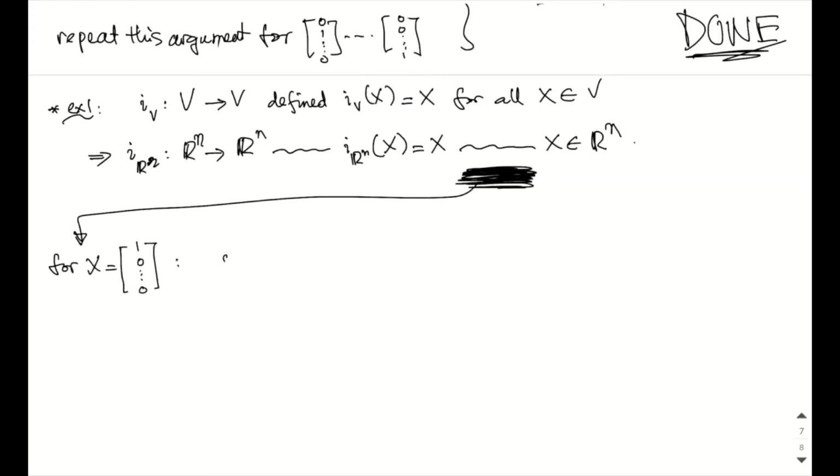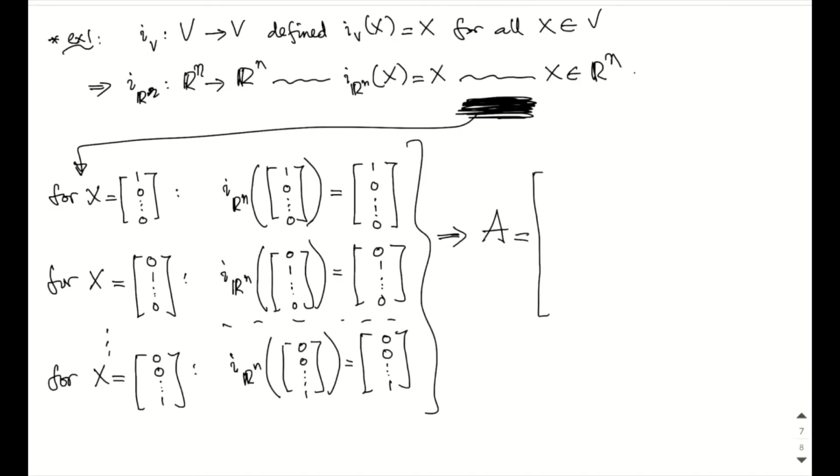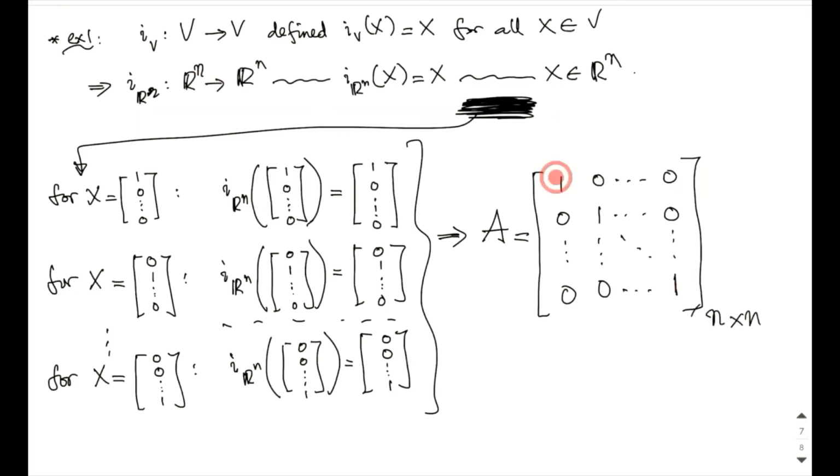For this vector, we have Rn of this vector. And you can see that it will do the same for the other choices. So the first column of the matrix A is, of course, going to be the first vector you found. The second column is this one, until the last column, which is this one. All right, so you can see that the matrix that represents the identity transformation on Rn is in fact an n by n matrix, whose entries on the diagonals are all ones and the entries outside of the diagonal are all zeros.